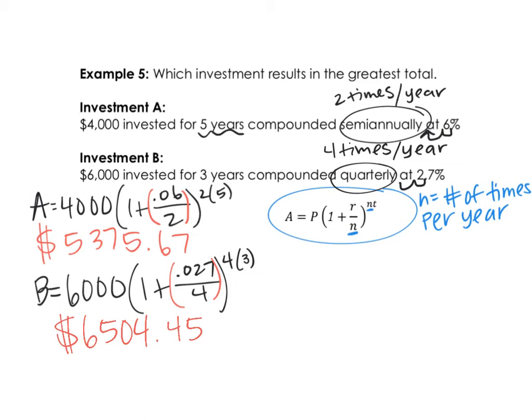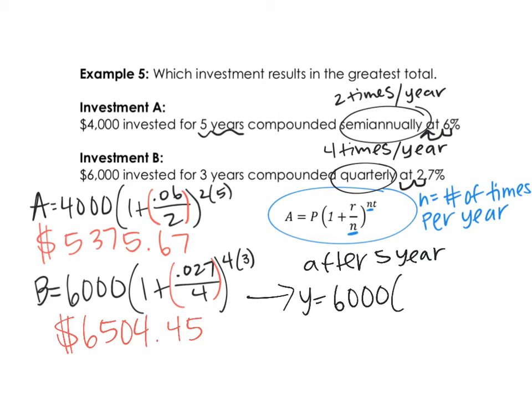investment A. The other thing we need to take into consideration is how long these two are happening. It's really hard to compare something that happened for 3 years versus something that happened for 5 years. So the best thing that I could say to do is let's figure out what investment B would be after 5 years. So let's calculate this one again and see what this one is going to be like after 5 years and see if that makes a difference.